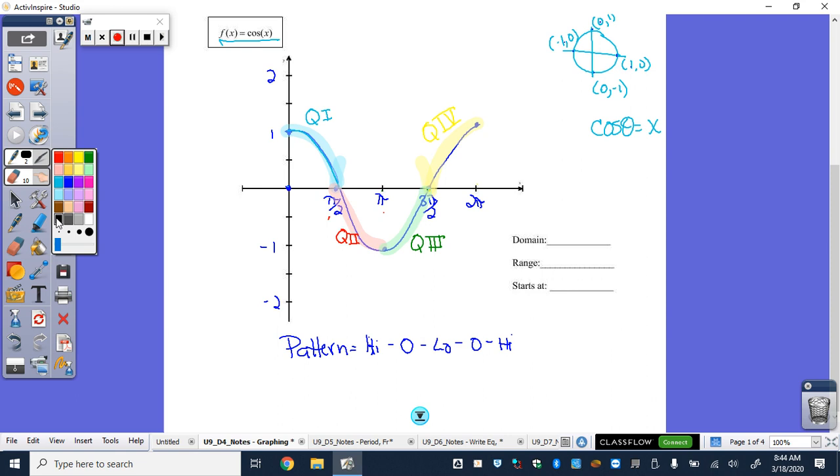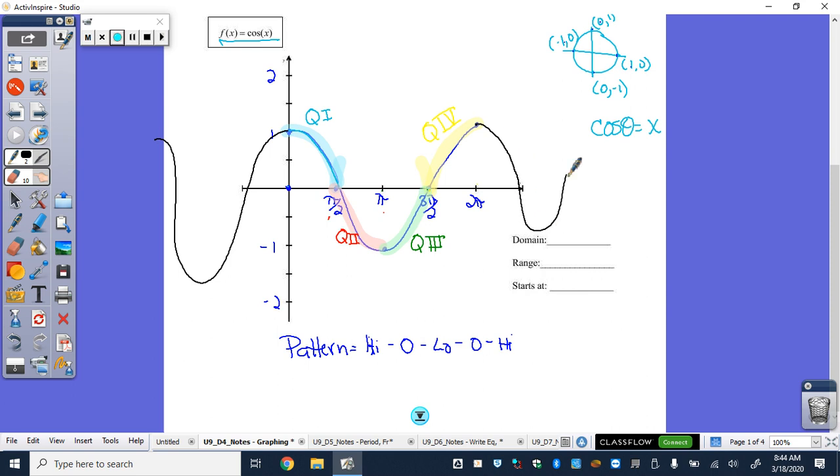Now, this curve can continue. It can continue in this direction. I went down a little too far, but it can continue in this direction. So that's why we call it a periodic function, because the shape of that curve just keeps going and keeps repeating itself over and over and over again.